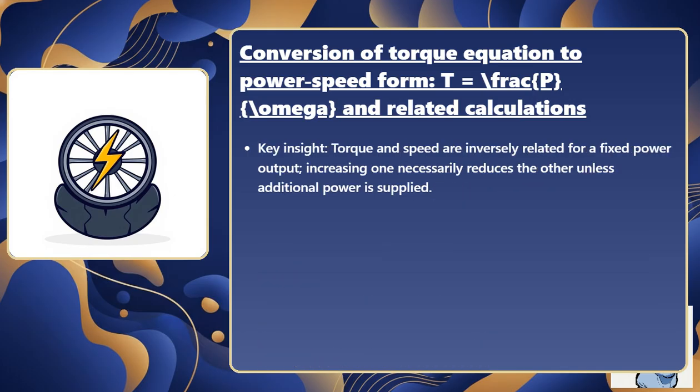Key insight: torque and speed are inversely related for a fixed power output. Increasing one necessarily reduces the other unless additional power is supplied.